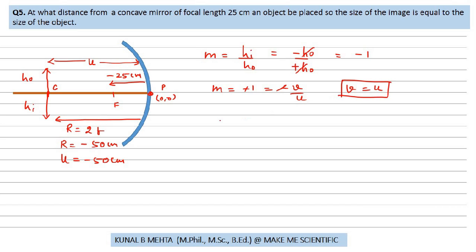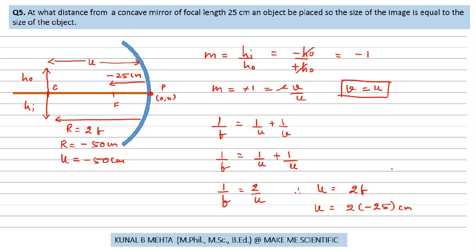I'm going to use this in the mirror formula. Instead of v, I'm going to write down u. So substituting the value, I'm going to get the object distance is equal to the image distance, which is minus 50 centimeters. This is our answer to the problem.